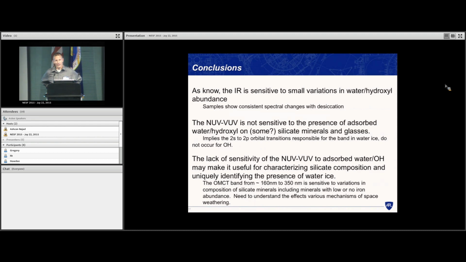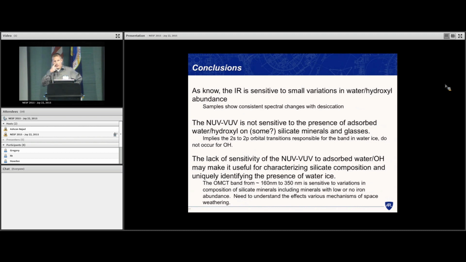Mm-hmm. But if you don't think that the UV can detect OH or adsorbed water, then that says something about those LAMP results. That's what the experiments show. That is not sensitive at all to OH. Okay, or perhaps low levels of adsorbed H2O that's very strongly stuck. That's what I would conclude. The OH wouldn't stay stuck onto the molecule in vacuum.